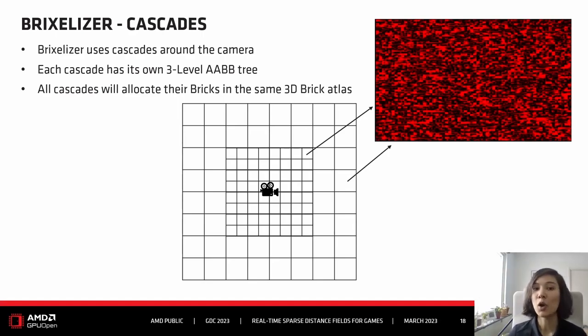Each cascade has its own three-level AABB tree, but all cascades will point to the same 3D brick atlas. So the atlas is shared among all the cascades.